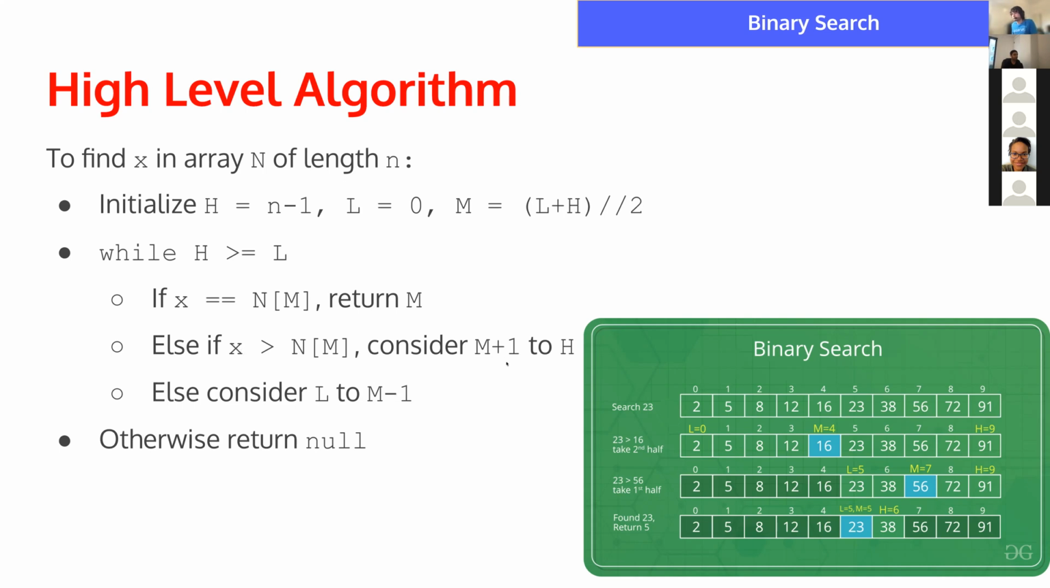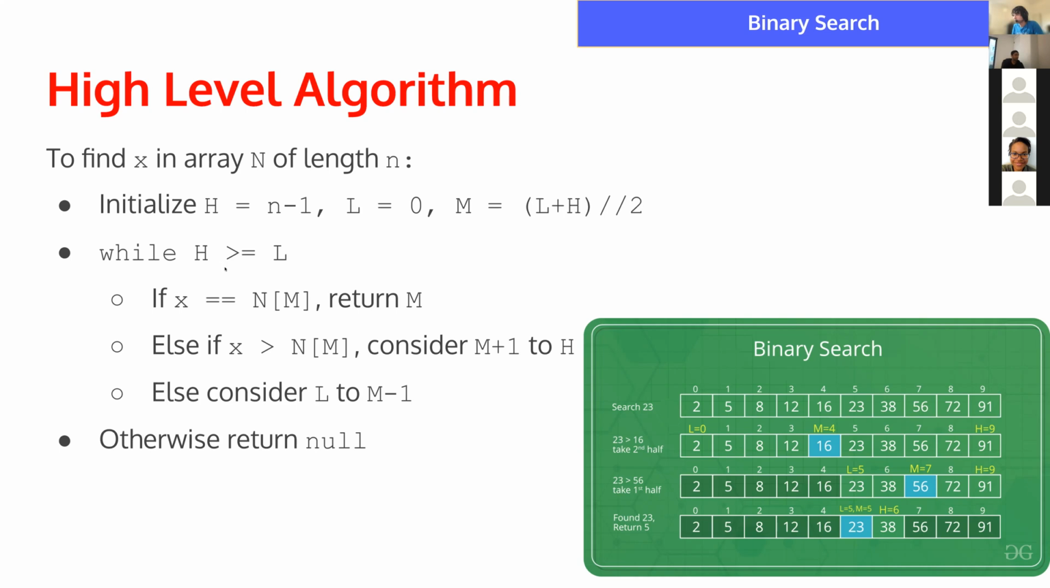So if X is greater than, in the example here, if 23 is greater than 16, which it is in this case, then we're going to deal with M plus 1, which is the 5th element, through H, which is the 9th element. If we were searching for 3, for example, then we'd say 3 is less than 16. So that's the else case. So we'd go from L, which is 0, to M minus 1, which is 3. And that's kind of how we go through this list. If we can't find the number at the end, then we just return null.